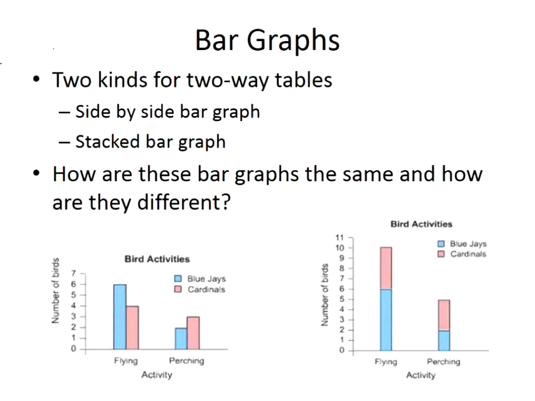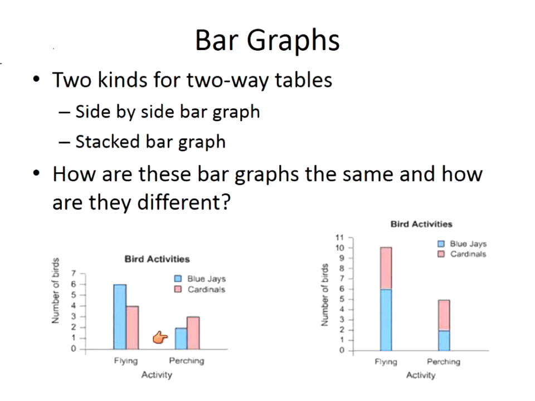Let's look at that. What does the blue mean, guys? What does the blue mean right here? I'm talking about the Blue Jays, and the red means the Cardinals. So if I'm looking at my blue right here and my Cardinals right here, what am I comparing? Yeah, how many Blue Jays are flying versus how many Cardinals were flying, right?